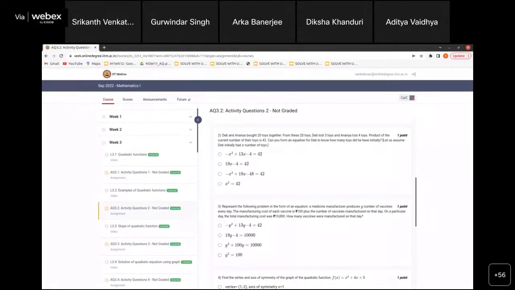Deb and Ananya bought 20 toys together, which means you take Deb as having x toys, or Ananya as having x toys, then the other person will have 20 minus x. Here it is given that let us assume they initially had x number of toys. So Deb initially has x toys, then Ananya will have 20 minus x toys. After that, they lost toys, meaning Deb has x minus 3.